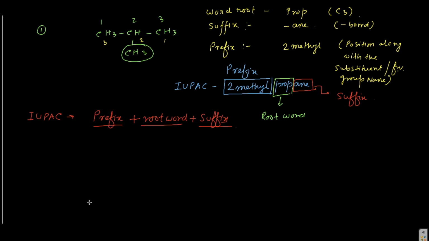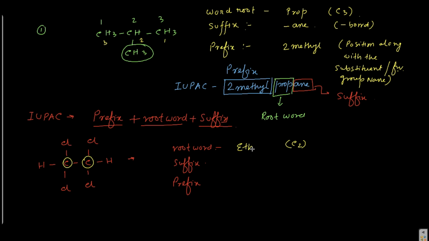This is the exact formation of the IUPAC name. Now take another example, that is H C C H, then Cl Cl Cl Cl. What is the IUPAC name? So root word, then suffix, then prefix. So the root word is what? Two carbons are present, 1 and 2, so C2, that is eth. The suffix is what? All are single bonds, N, single bond.